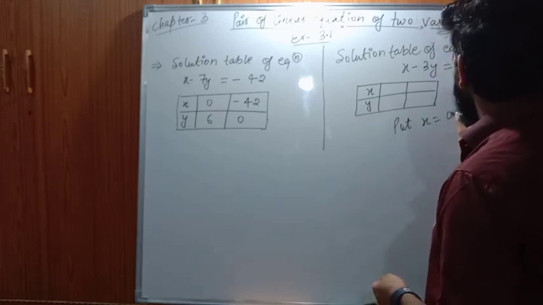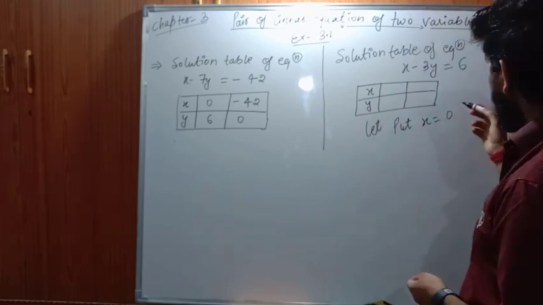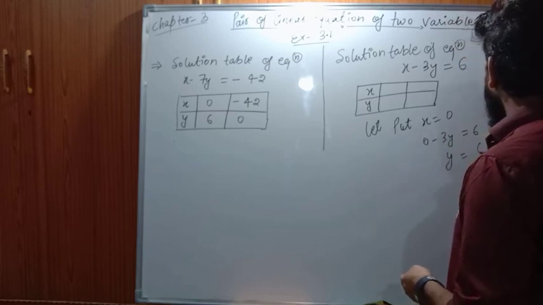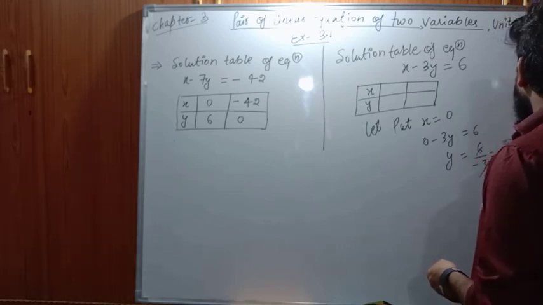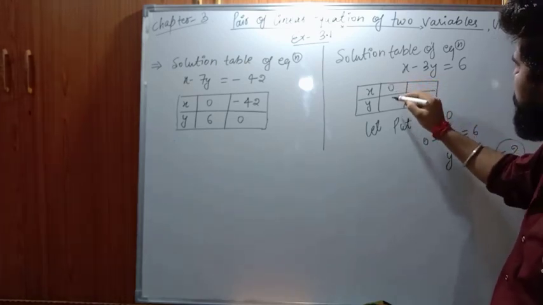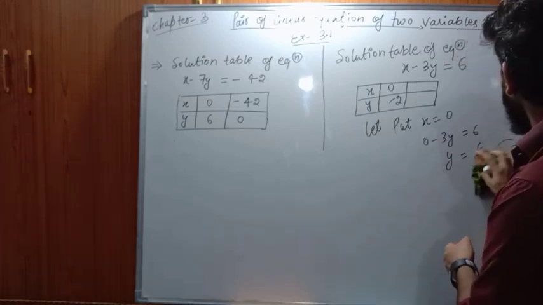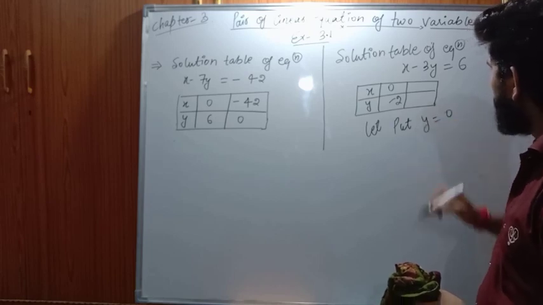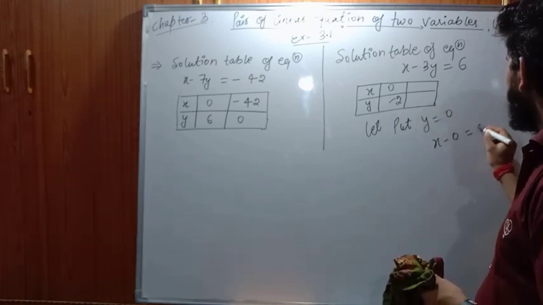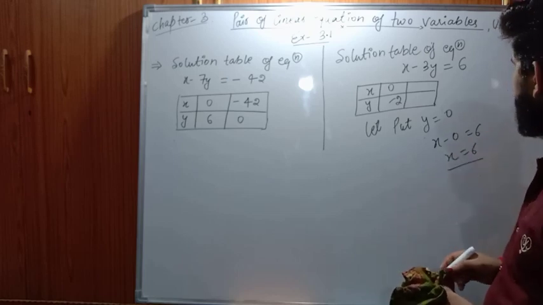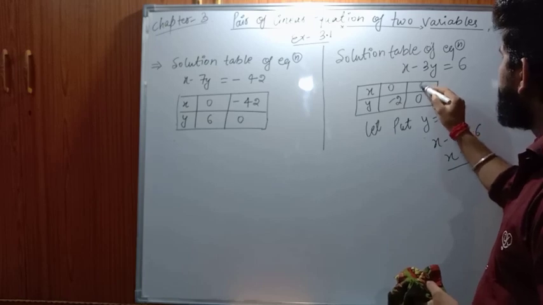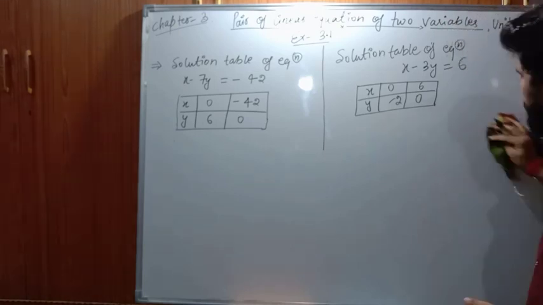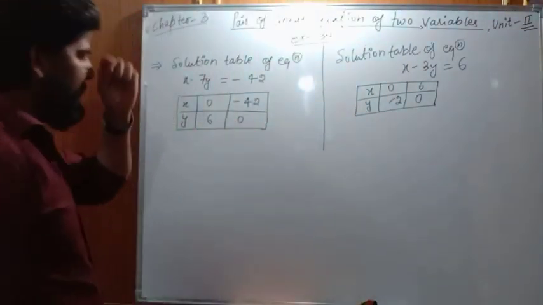x equals 0. If x equals 0, then 0 minus 3y equals 6, and y equals 6 upon minus 3, that is minus 2. Okay, so x equals 0, then y equals minus 2. Now I am putting y equals 0, so x minus 0 equals 6 and x equals 6. Okay, if y equals 0, then x equals 6. So now we got 2 points for each of the equations. So now we will make the graph.